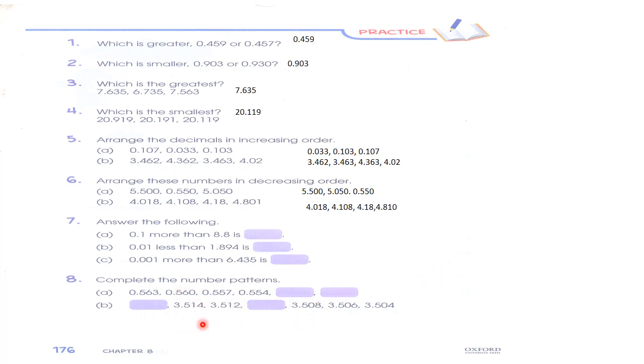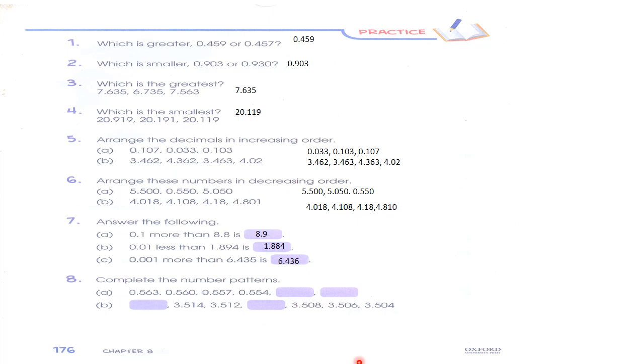Answer the following. 0.1 more than 8.8 is what? If we add 0.1 to 8.8, what will it be? 8.9. 0.01 less than 1.894 is, subtract 1 from the 9, sorry, from the 4, what will it be? 1.884. 0.001 more than 6.435 is 6.436. Complete the number pattern.